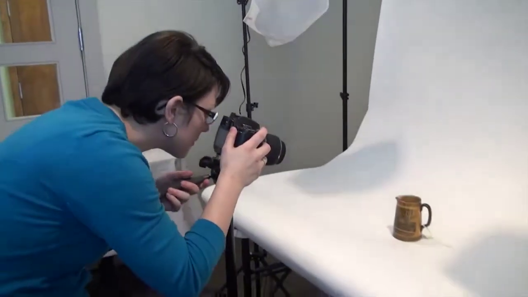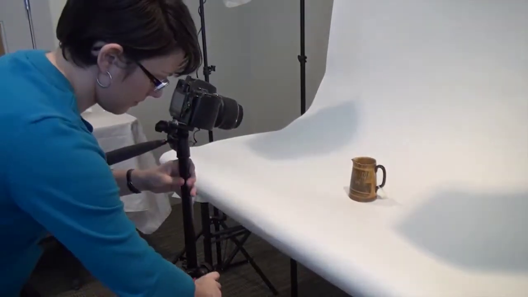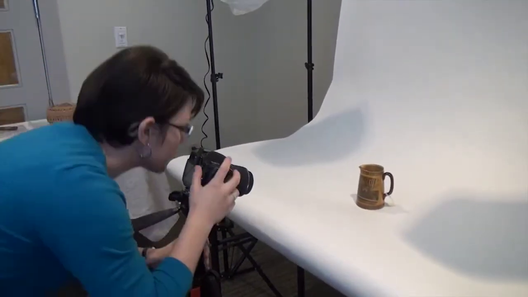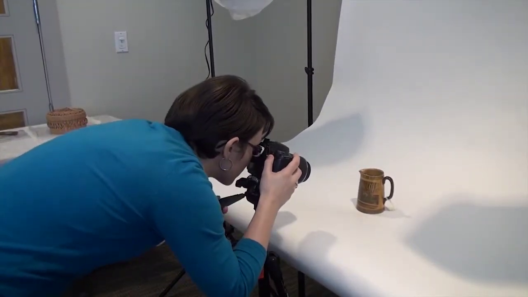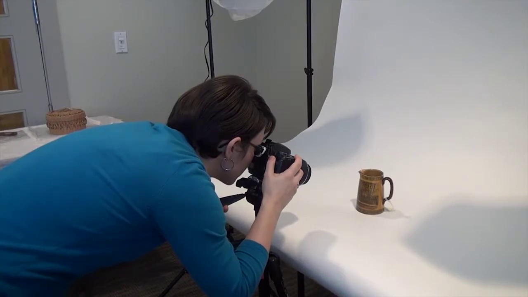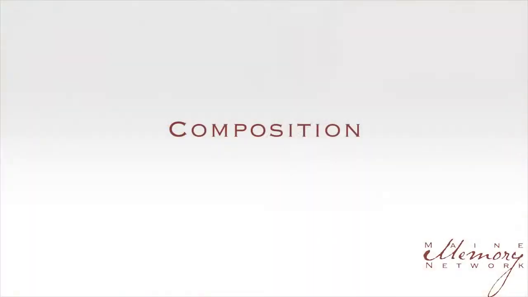The goal for photographing objects is to get the camera close to the object so you do not need to zoom in on it too much. Try not to rely on your zoom features to get a good shot.